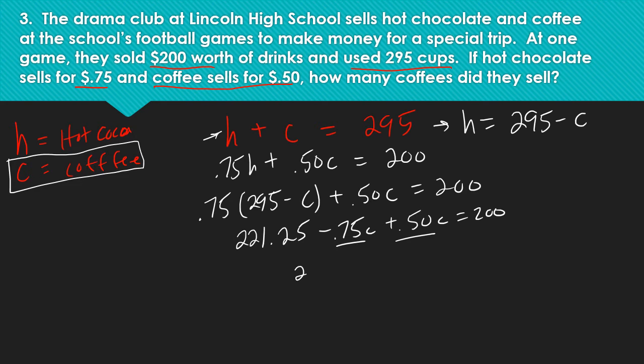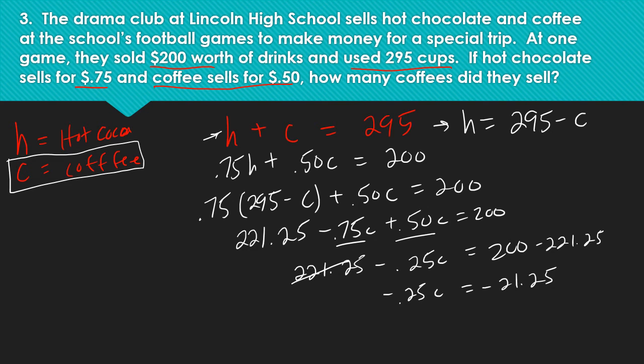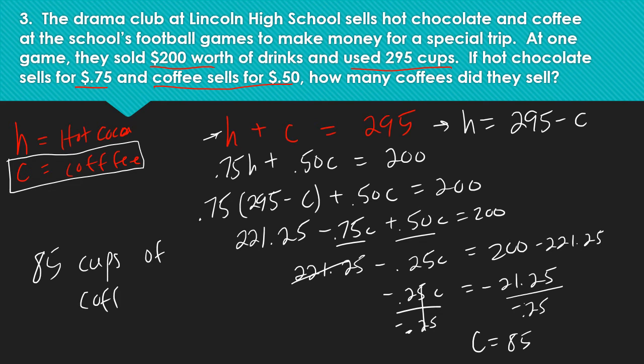Combine my like terms. That gives me 221.25 minus, and then I'm going to subtract. And that leaves me with negative 0.25C equals negative 21.25. And then I divide. And that leaves me with C equals 85. So answering the question, there were 85 cups of coffee sold. And that would be the answer.